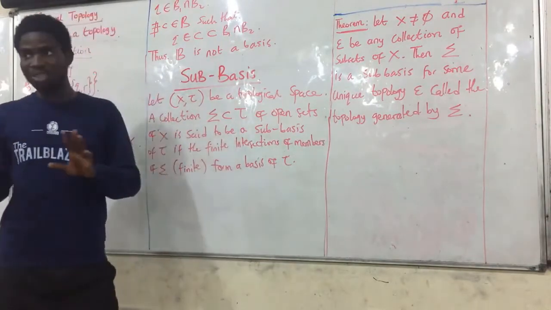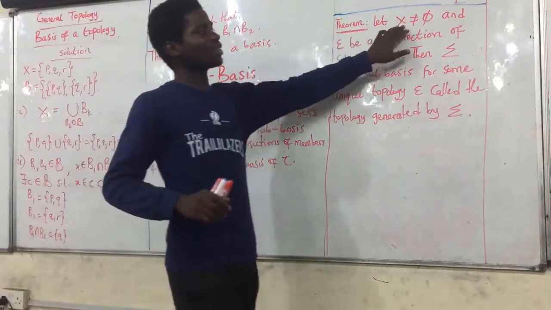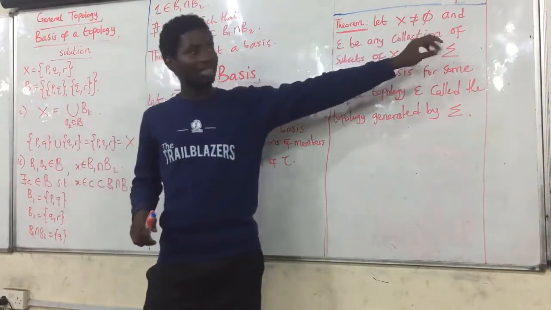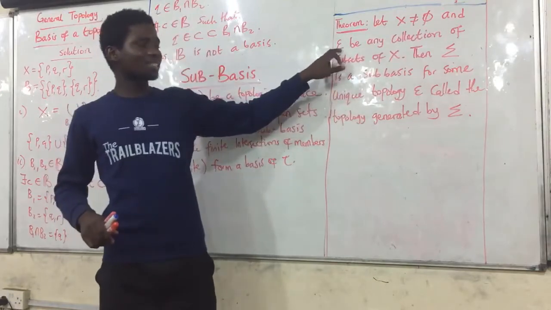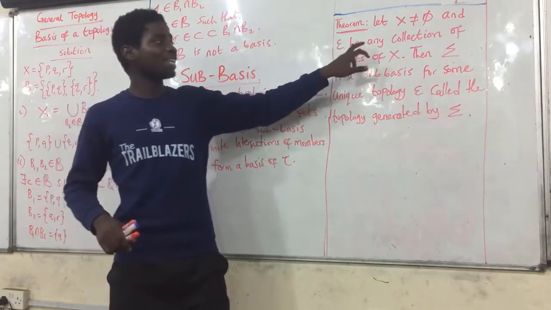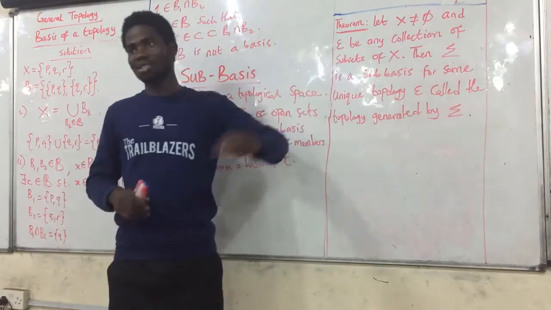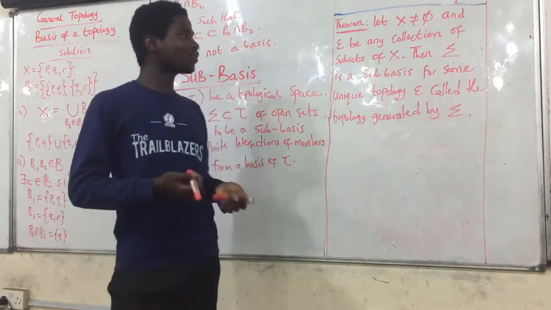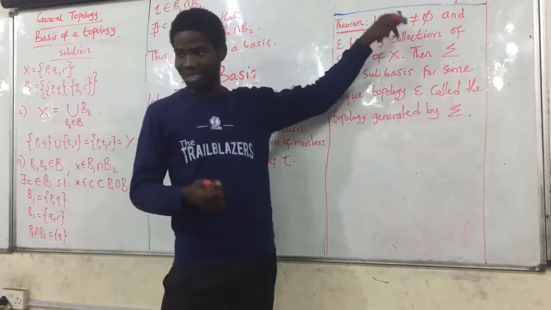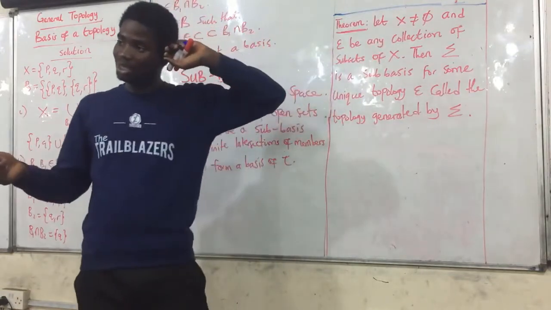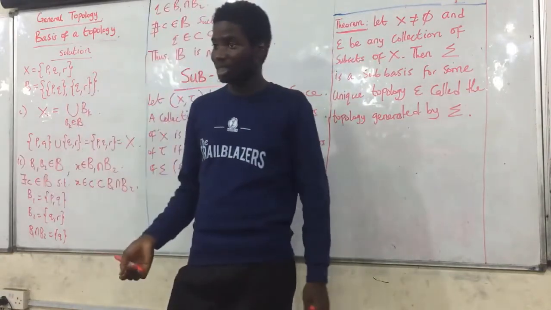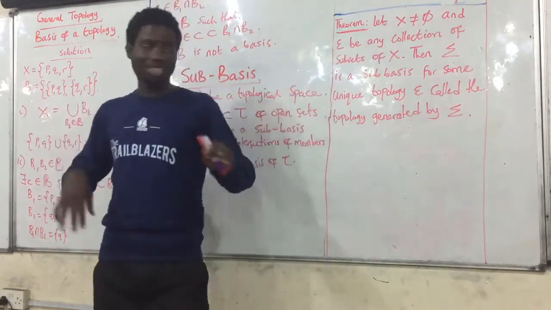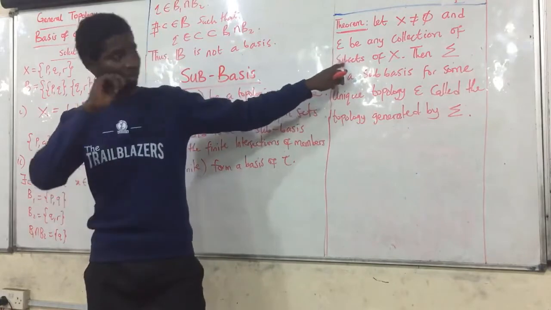Now, let me explain what this means. He said, let S be different from the empty set. Let S be not empty. And let this notation be any collection of subsets of X. Do you understand? If you take a subset of X, since S is not empty, it will have subsets. Now, if you take the subsets of X and put them in another set, you call it epsilon.